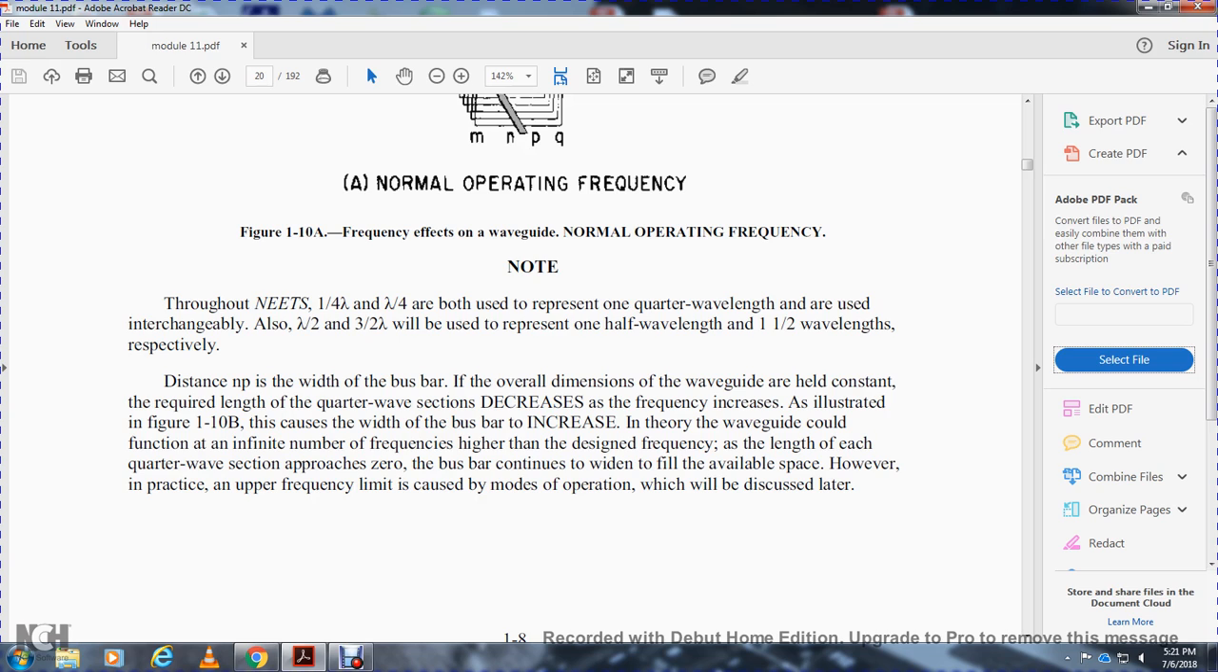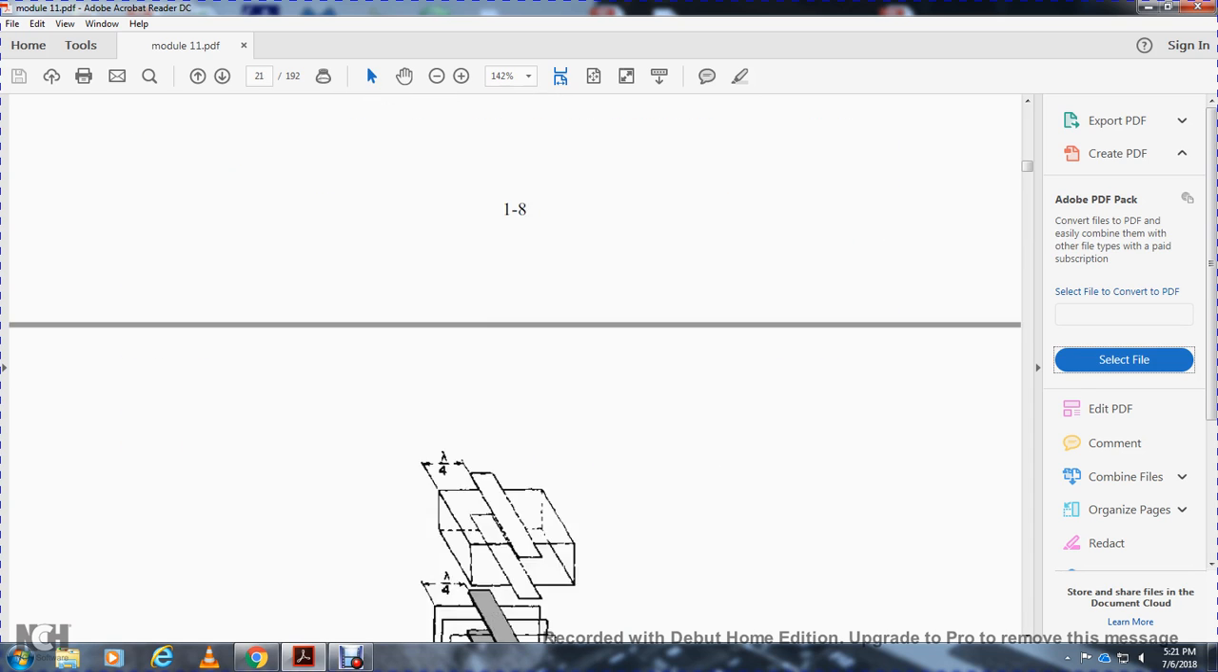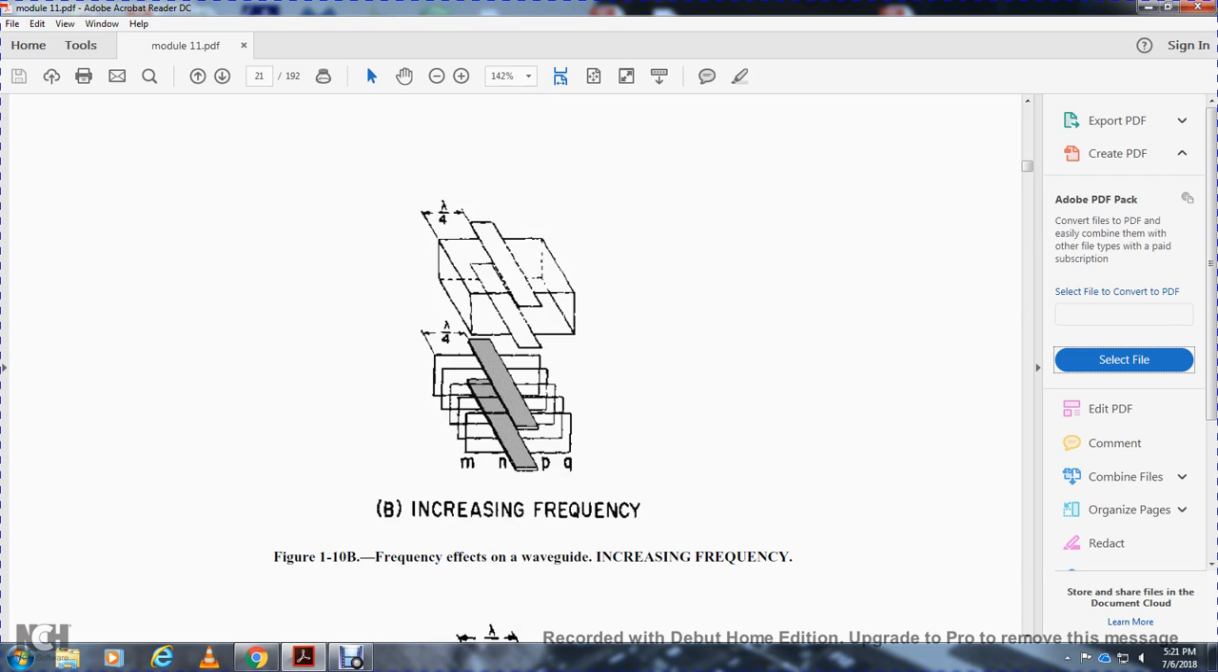The distance of the non-positive section is the width of the bus bar. The overall dimension of the waveguide is held constant, so as the frequency decreases, the length of the quarter-wave section required increases, as illustrated in Figure 1-10 with the width of the bus bar increasing. In theory, the waveguide could function with an infinite number of frequencies higher than the desired frequency. As the frequency gets larger, the length of each quarter-wave section approaches zero, and the bus bar continually widens to fill the available space. However, in practice, the upper frequency limit is governed by modes of operation, which will be discussed later.